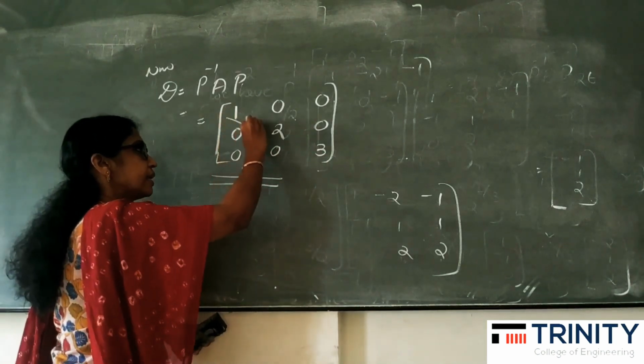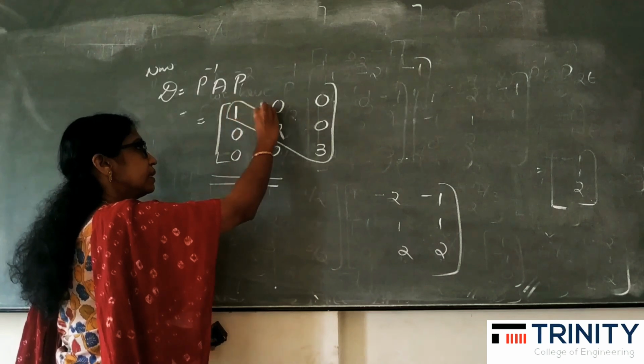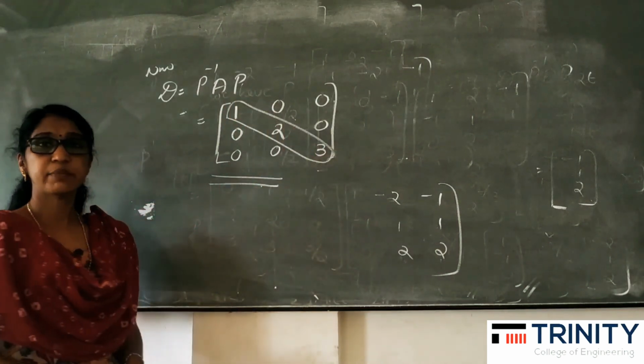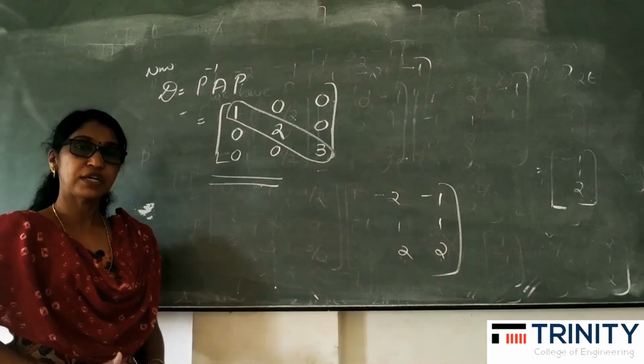This is a diagonal matrix. And look at these diagonal elements. What are the diagonal elements? 1, 2 and 3.